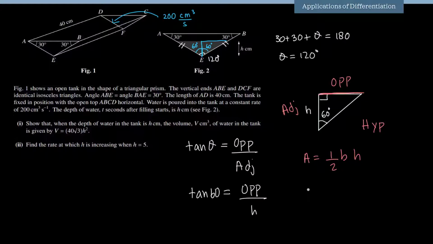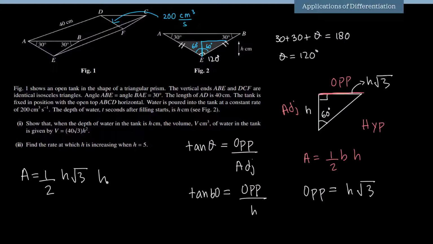Tan of 60 degrees is square root 3, and multiplying both sides of the equation by h would give me the opposite side as h square root 3. So this side is h square root 3. So the area of this right angle triangle would be equal to 1/2 times the base, which is h square root 3, times the height, which is also h. H times h is h square, so the area is equal to 1/2 h square root 3.